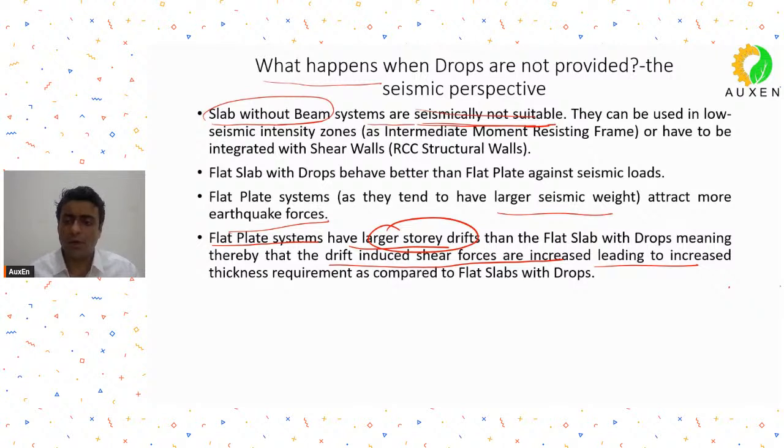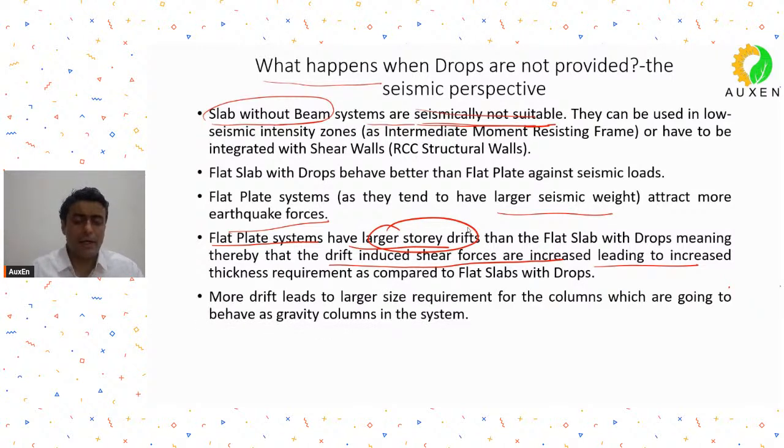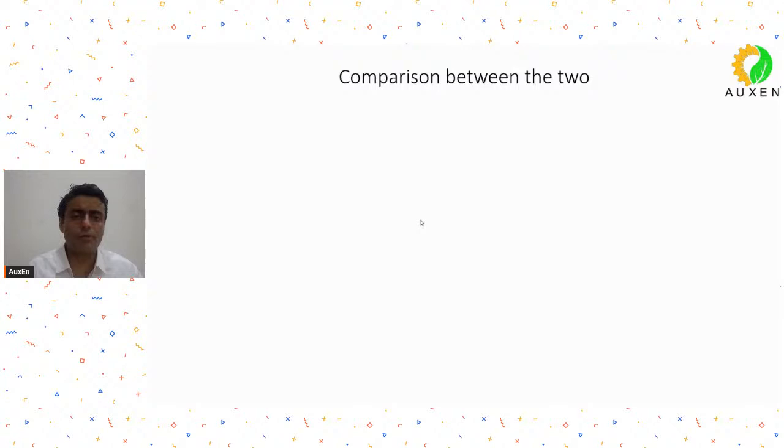Okay, so I hope you are understanding that we are getting caught in a loop whereby increasing the dead weight is adding to a lot of other issues. Okay, and because I told you more drifts, that means to safeguard your structure against the drift requirements, you have to further increase the column sizes, and also the columns which are behaving just like gravity columns, for them also you need larger sizes. So you get caught up in all these things when you provide the flat plates.